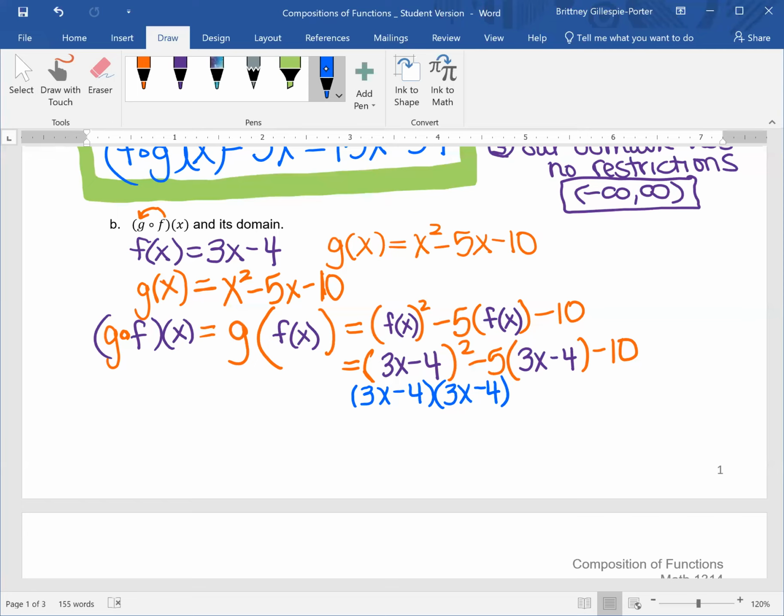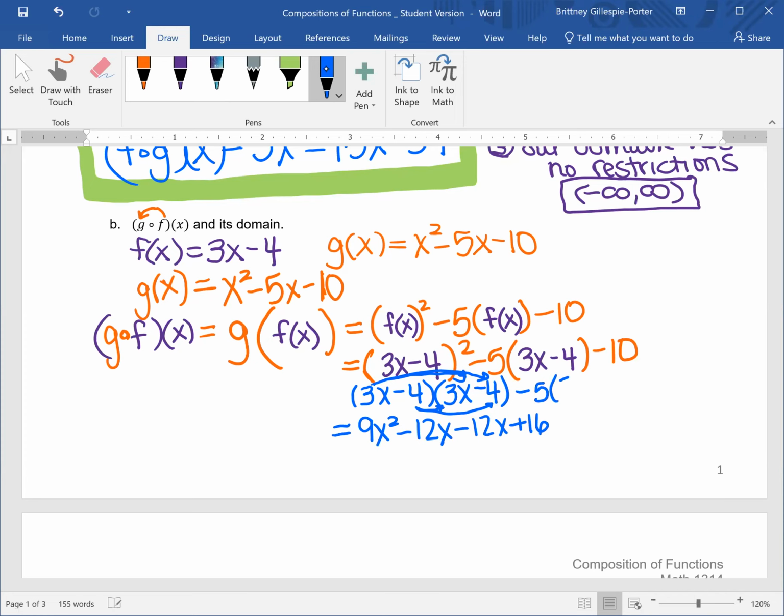So 3x minus 4 quantity squared is 3x minus 4 times 3x minus 4. We get 9x squared minus 12x, because we're taking first, outer, so the 3x times negative 4. Inner, negative 4 times 3x gets us negative 12x. And then our last is positive 16, because negative 4 times negative 4.